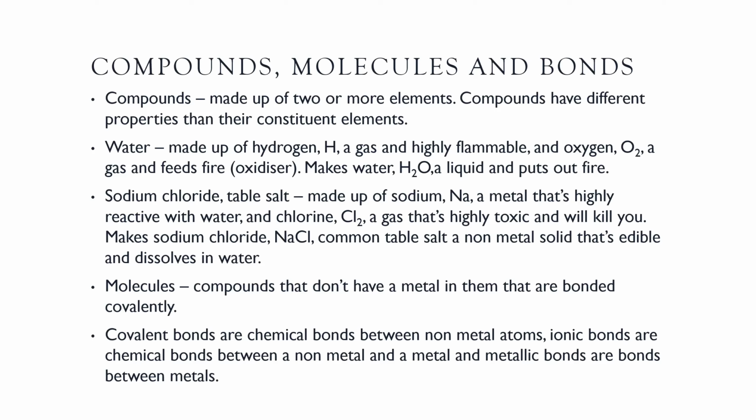Ionic bonds are chemical bonds between a non-metal and a metal, like NaCl, and that will have ionic bonds. And then metallic bonds are bonds between two metals. So these would be things like alloys, and you'll come across alloys at a later stage, and there are common uses for them.